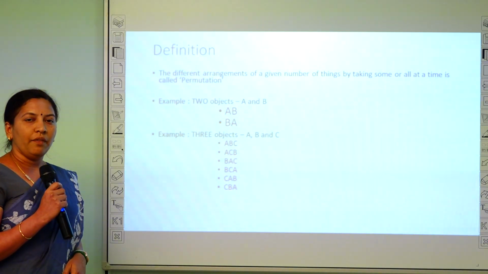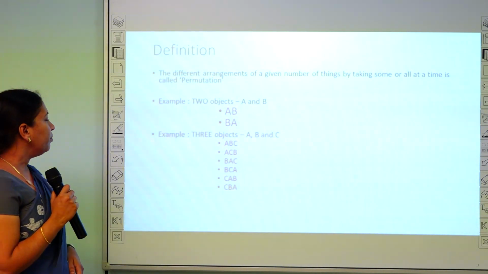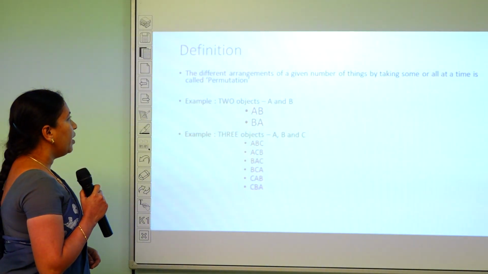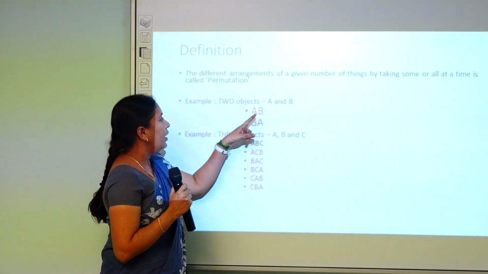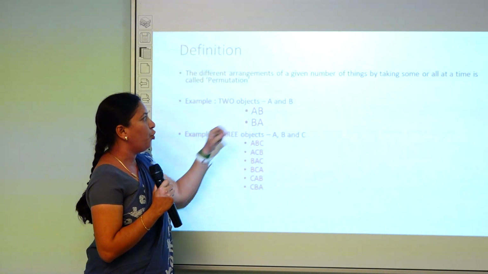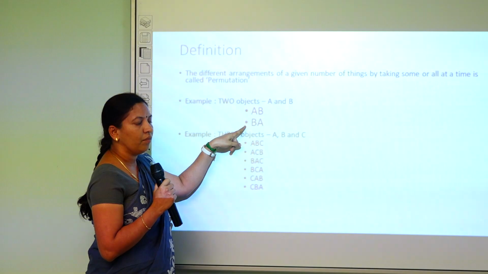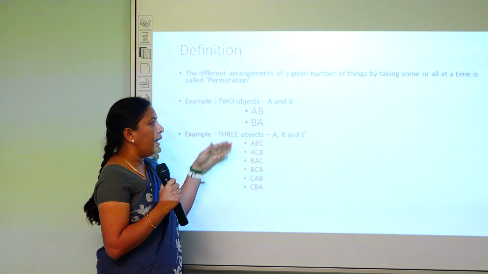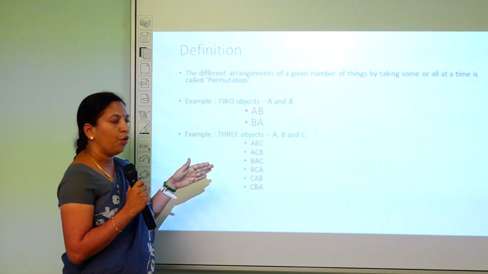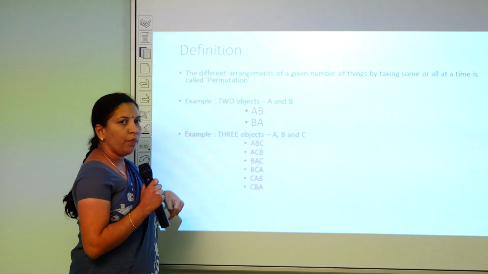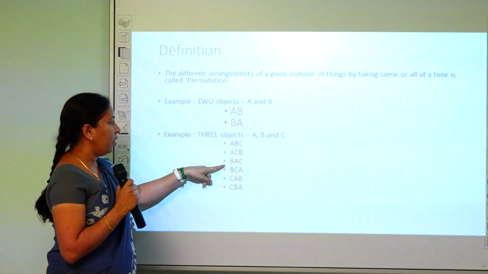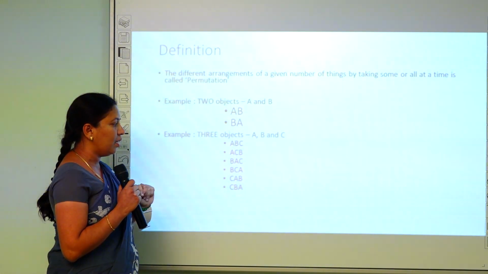We will understand this definition with a simple example. Suppose if you have two objects A and B, in how many ways you can arrange these two objects? There are two ways you can arrange these two objects, AB and BA. Suppose if you have three objects A, B and C, in how many ways you can arrange these three objects? There are 6 possible ways you can arrange these three objects, that is ABC, ACB, BAC, BCA, CAB, CBA.